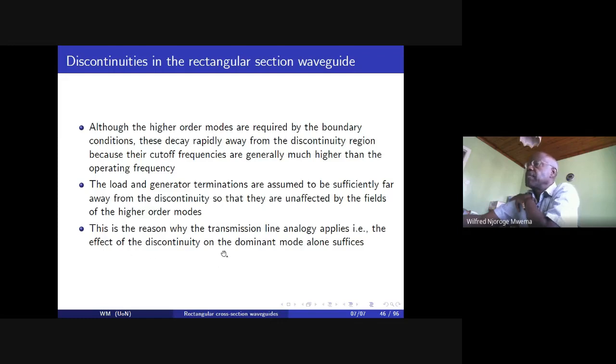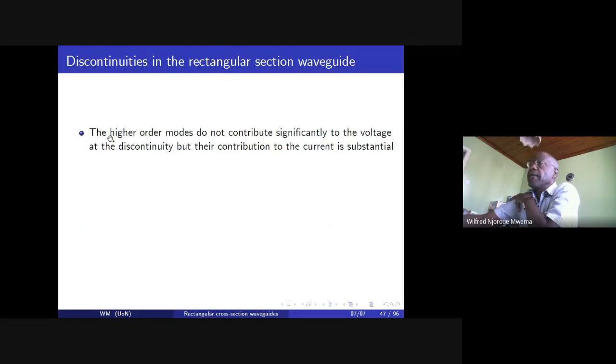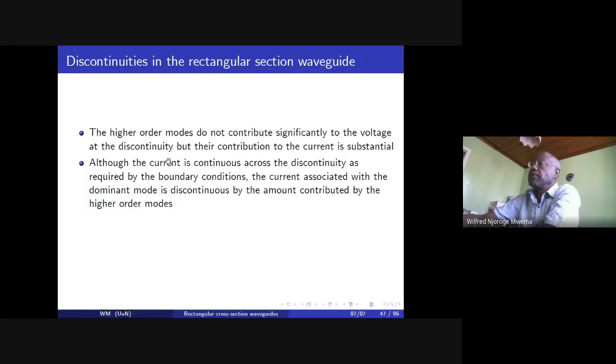And this is the reason why the transmission line analogy will apply. That is, the effect of the discontinuity on the dominant mode will suffice. So the higher order modes do not contribute significantly to the voltage at the discontinuity, but their contribution to the current will be substantial. And although the current is continuous across the discontinuity, as required by the boundary conditions, the current associated with the dominant mode will be discontinuous by the same amount contributed by the higher order modes, because these will not be propagating beyond the discontinuity. And this is what will be accounted for by the shunt reactance that we have connected across the discontinuity.